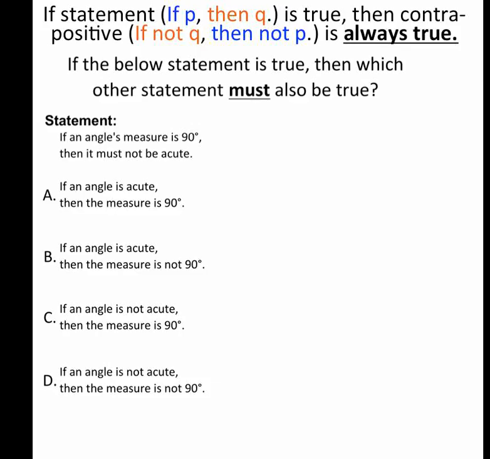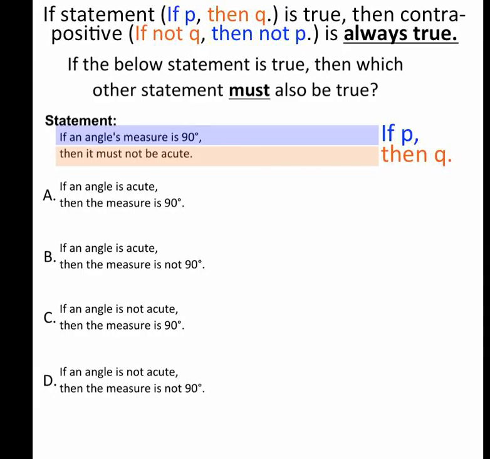So to solve this problem, I'm going to read the original statement and identify my P and my Q. Then I can go through the four possible answers and see if I can find the contrapositive, if not Q, then not P. And when I find that, I'll know that must be my correct answer. So first, let's read the statement. If an angle's measure is 90 degrees, that's the P part, then it must not be acute, that's Q.